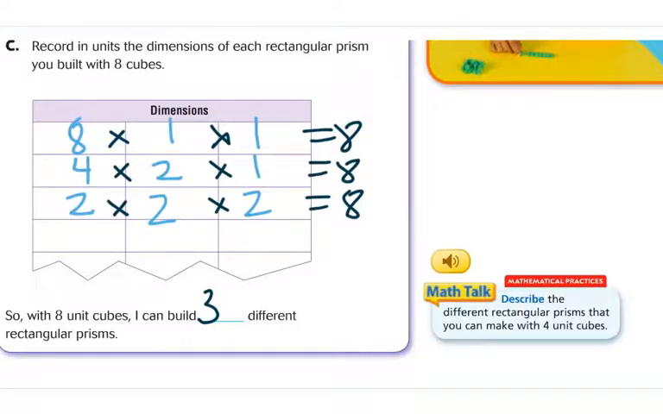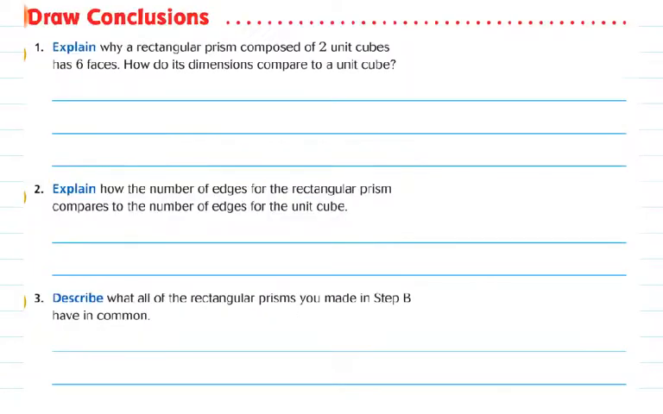Now we're going to go on to the next part of our activity. In the next part of our activity, it's asking us to draw some conclusions from what we did in our previous building with unit cubes. It says, number 1, explain why a rectangular prism composed of 2 unit cubes has 6 faces, and how do its dimensions compare to a unit cube?